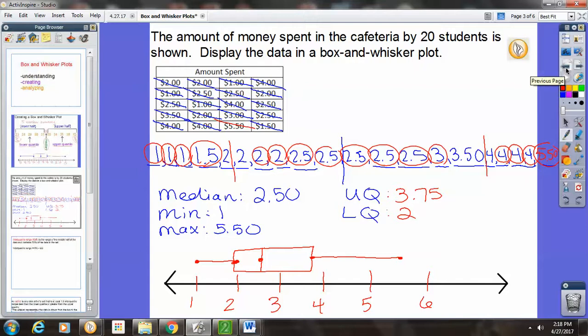So if you look at this box and whisker plot, what is our interquartile range? Well, let's do upper quartile minus lower quartile. 3.75 minus 2. That's 1.75. So that will be what we call our interquartile range. Upper quartile minus lower quartile.